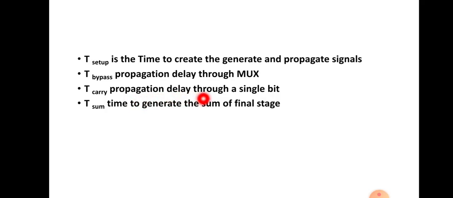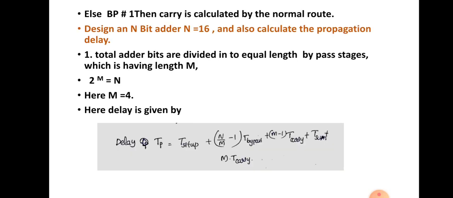And T carry is the propagation delay through the single bit. Okay, single bit carry generation, the propagation delay of the single bit carry. That is the T carry. And T sum is the time taken to generate the sum of the final stage. So when you know all these quantities, you can calculate. In the case of an n-bit adder, you can calculate the delay by using this equation. It will include setup time, bypass delay time, carry delay time, sum delay time, like that.